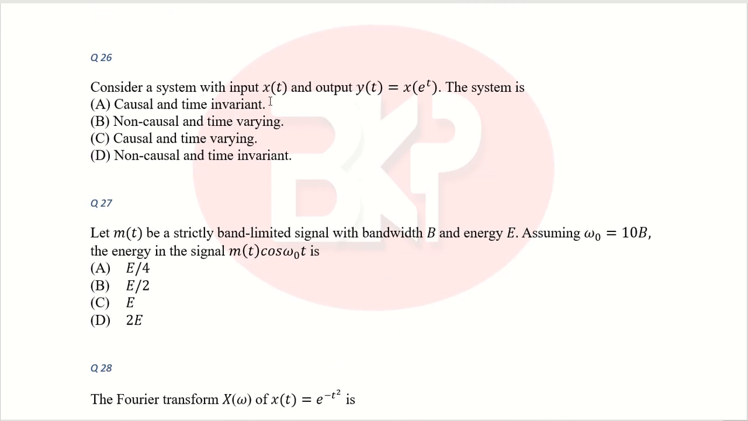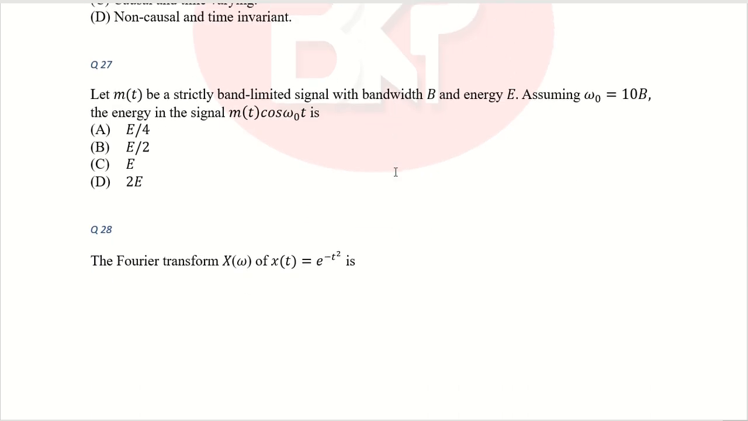Then consider a system with input. Since I have not taught you signals and systems, however, this question was very easy. The answer for 26 is that it is non-causal but time varying. Why time varying? Because it depends on time, x into e to the power t. Next, 27, the answer is going to come up as option B, e by 2.